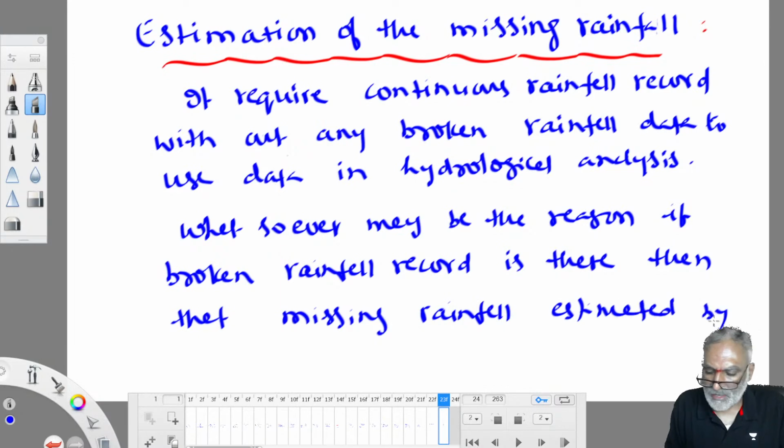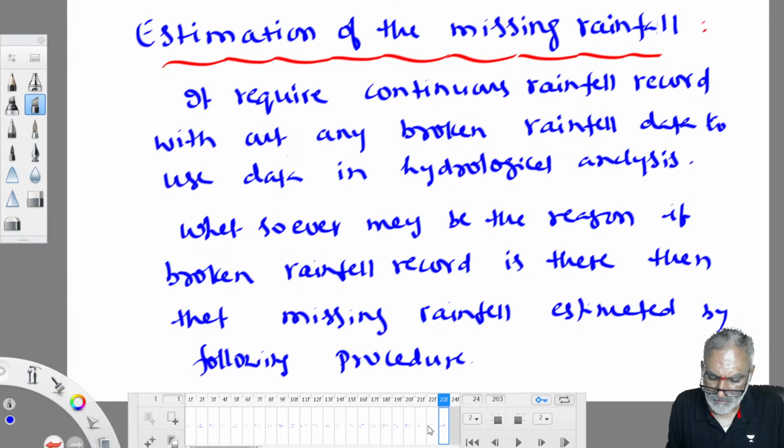I have given a little concept followed by the numerical procedure. Concept is also important. Blindly you cannot learn the subject, okay? We need a continuous rainfall record to use that data in the analysis. But a rain gauge is also like human beings, right? You will not attend all of my sessions. Some of you miss a session.